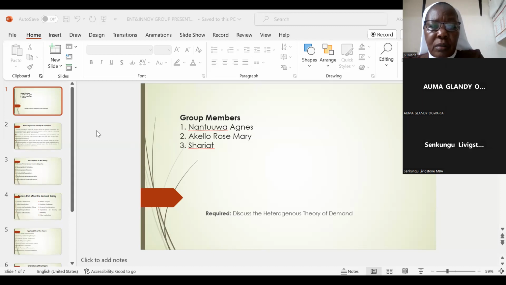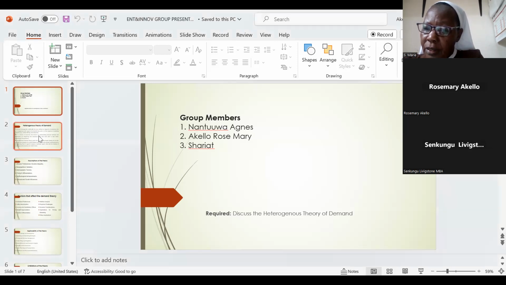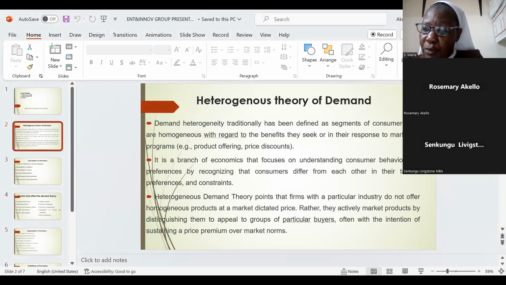This group is what? Group 7. And your theory? Heterogeneous theory of demand. Go ahead. Make sure you add registration numbers on the names of the people in your group when you're uploading. Okay? My name is Rosemary Akelo.